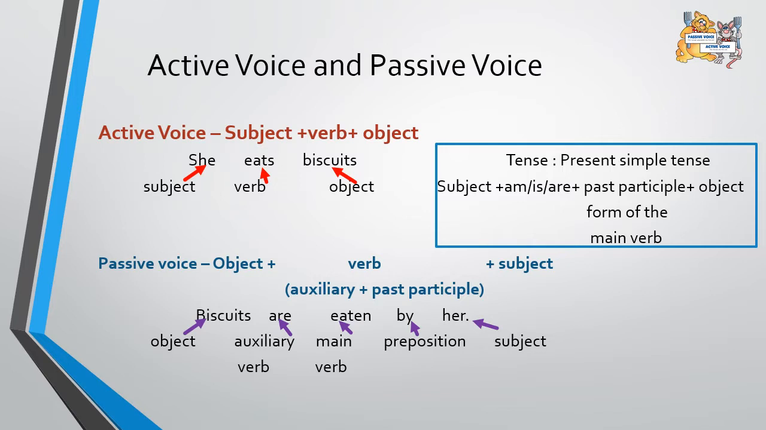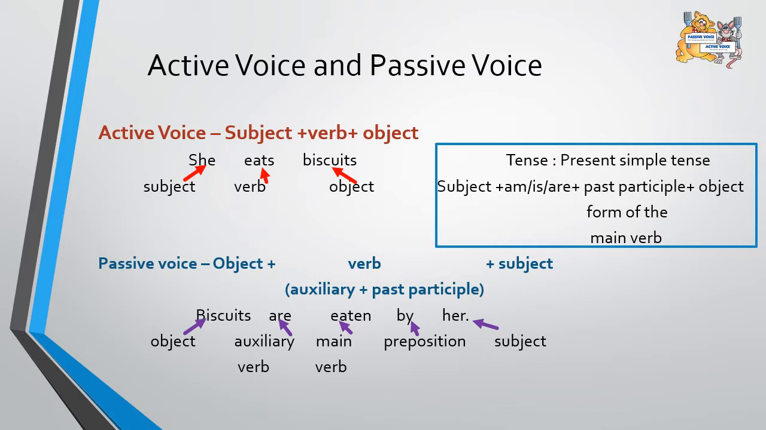Children, when we use active voice, it shows how a subject in a sentence acts upon its verb. The formula of active voice is subject plus verb plus object. Now you can see the example. She eats biscuits. This sentence is in present simple tense.